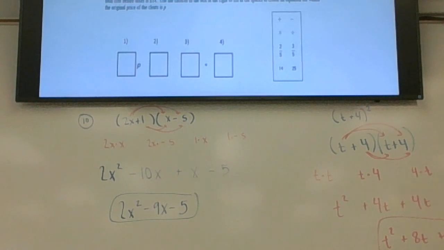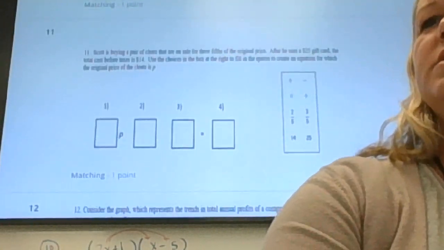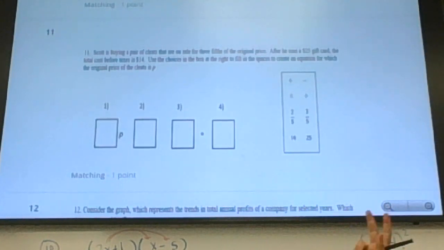Alright, next one. Foiling. Okay, number 11. It was like a drag and drop. So there's 2 parts to 10. This is the first part, and this is the second part.